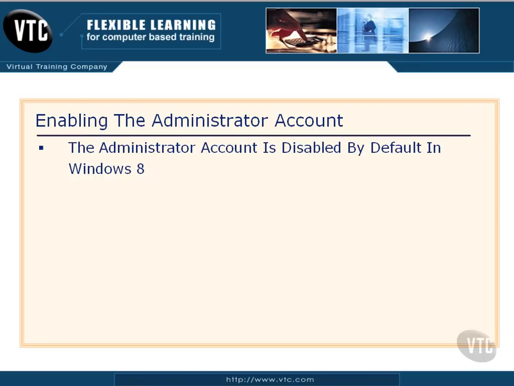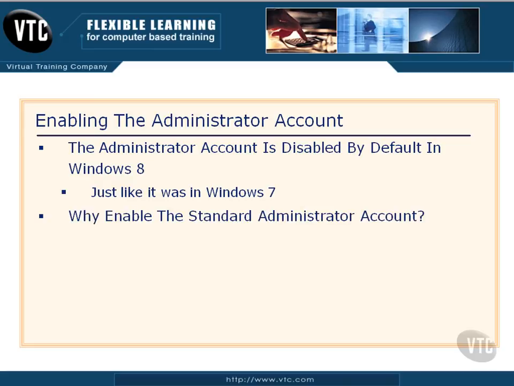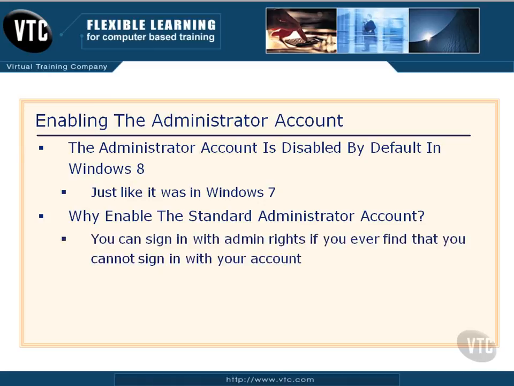So understand that the built-in administrator account is disabled by default in Windows 8 when you install, just like it was in Windows 7. And so what we want to do is go out there and enable that standard administrator account. Now why do we want to do that? Well, you can sign in with administrative rights if you ever find that you can't sign in with your regular account. Now keep in mind right now I have an account out there called Mark.